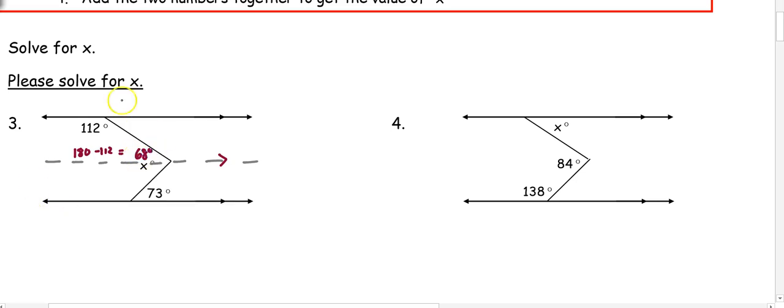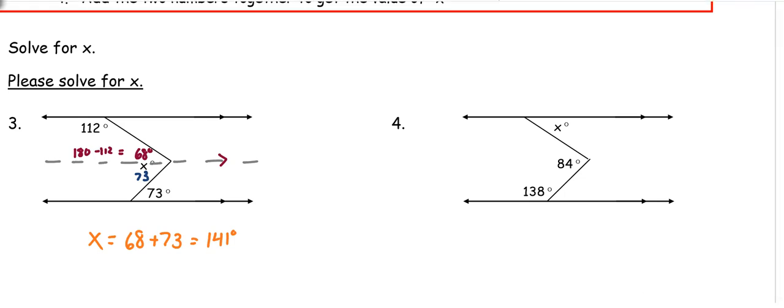Then I'm going to do the same thing from the bottom, where I ignore the top. Again, I have parallel lines, so 73 and this navy dot are alternate interior angles, and alternate interior angles are congruent, which means that that angle is 73. So then to solve for x, I'm going to add those two angles together. So 68 plus 73 is 141 degrees. So x would be equal to 141.